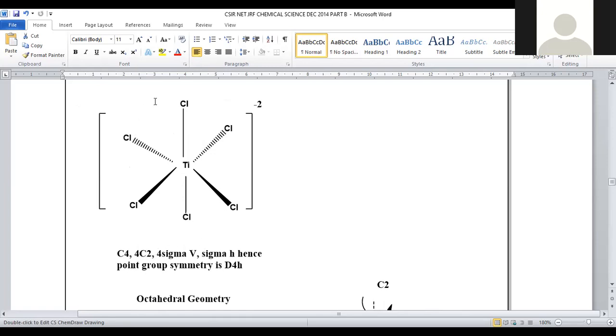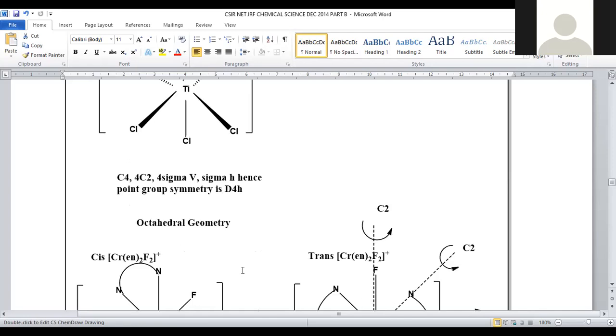4 sigma V planes are there because all the ligands are identical in nature. So sigma vertical planes: here also sigma vertical will be there, here also sigma vertical, here also sigma vertical. In this manner, 4 sigma vertical will be there. Moreover, you can clearly put a mirror in the horizontal plane also, so sigma horizontal is also there. C4, 4 C2, 4 sigma V and 1 sigma H; if we combine all these, that will become the point group D4h. For titanium hexachloride, the point group symmetry will be D4h.